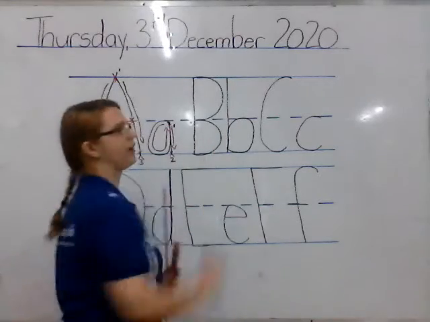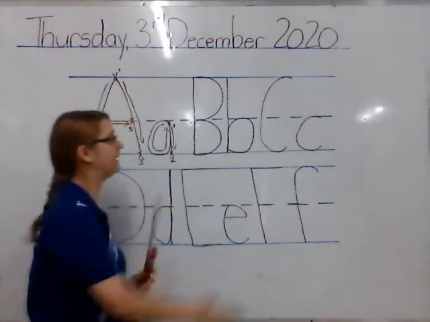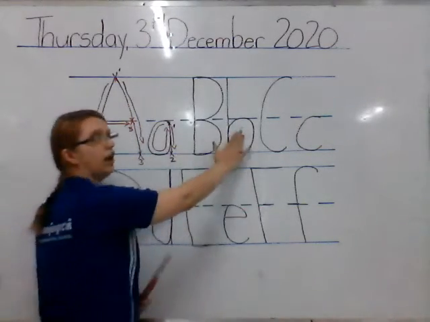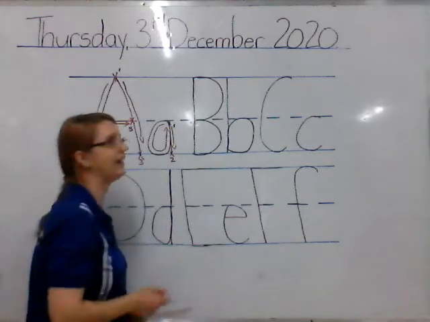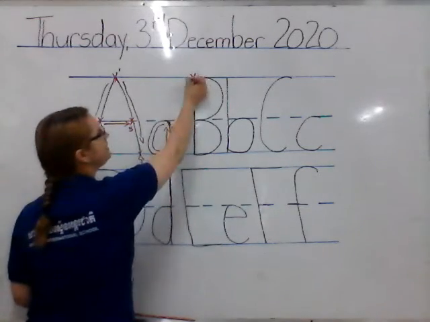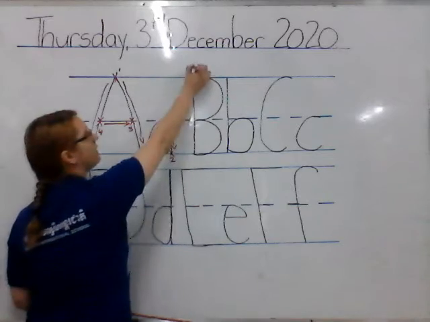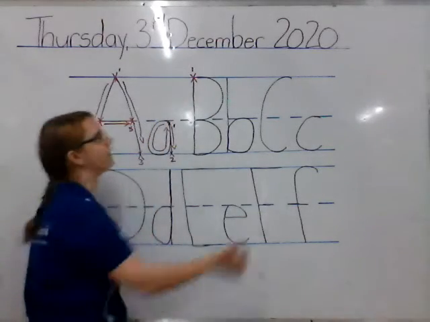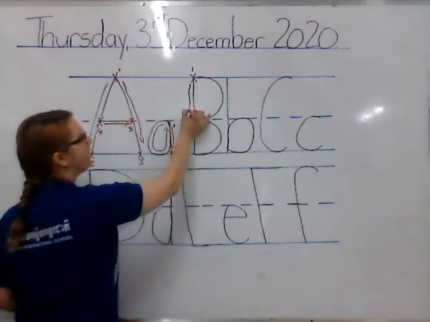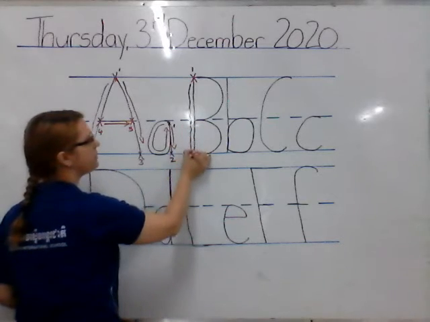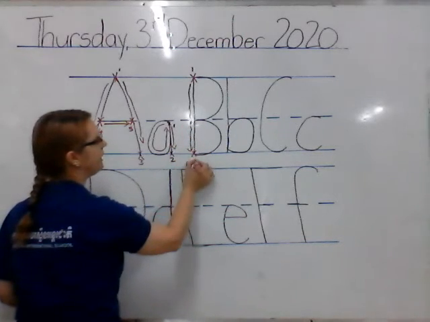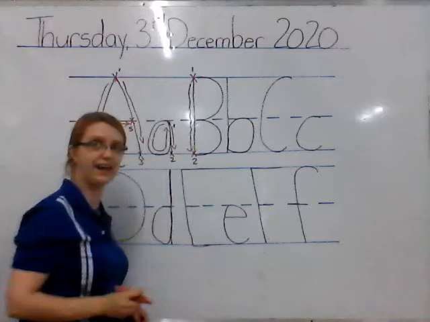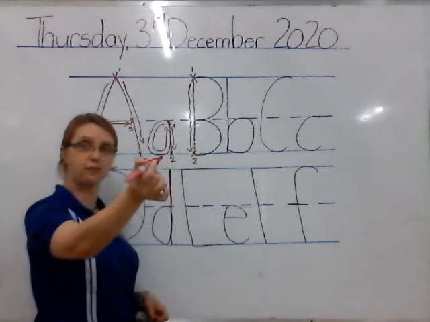Okay. Now we're going to move on to letter B. Uppercase B, lowercase B. Okay. Uppercase B starts on the top line at point number 1. And we're going to go down, down, down, down, down, all the way to the bottom. Point number 2. Okay. And then we're going to lift our pencil.